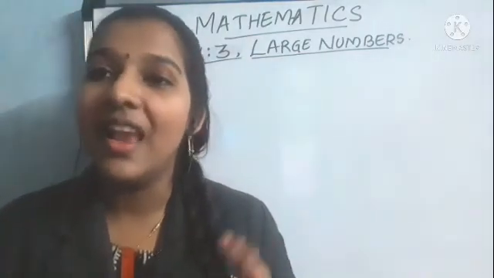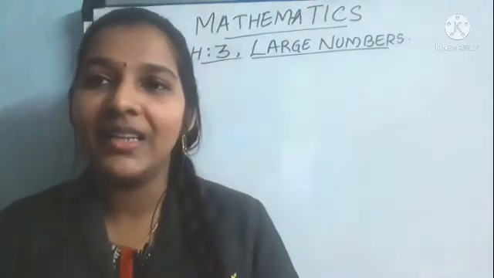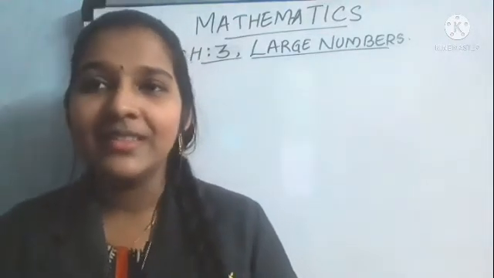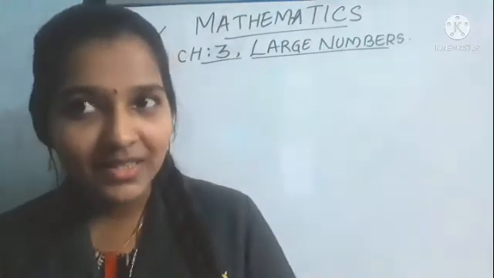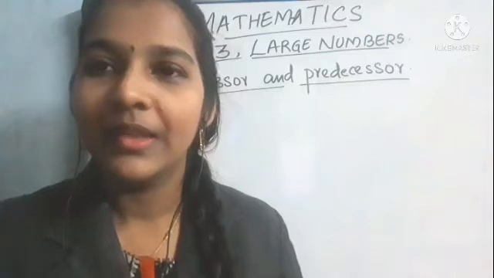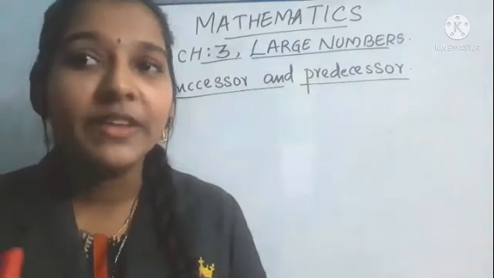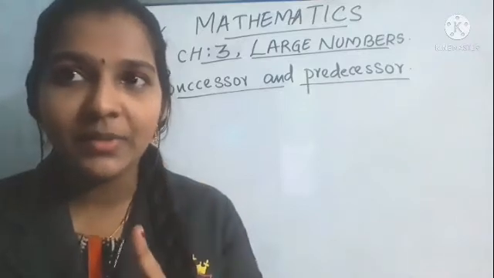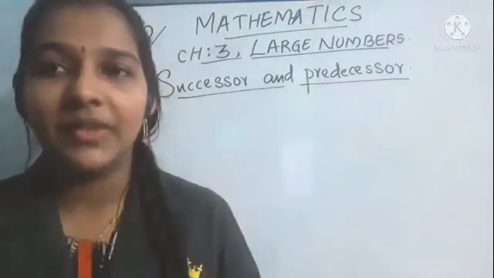So my dears, in the last class we learned the numbers up to 99,999, isn't it? Okay, so today we are continuing this, and today's first topic is successor and predecessor. Children, do you know what is successor? Successor of a given number is one more than the given number.